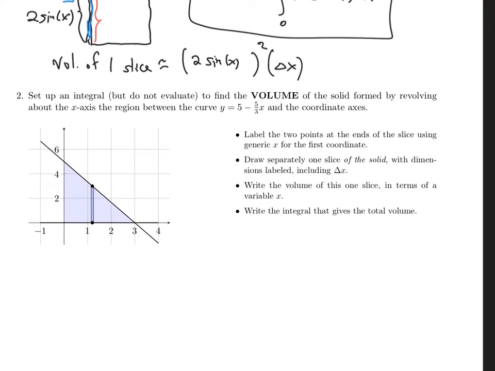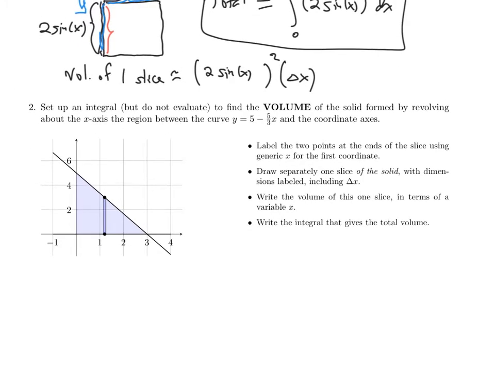All right, in this one, everything is the same except the solid that's being formed is the one that we get by spinning the picture that you see around the x-axis. And so when that happens, you're going to get a cone shape. And the most significant thing is to be able to draw a picture of what one slice of that three-dimensional cone looks like. So before we do that, let's do our steps where we label everything in the 2D picture that we can.